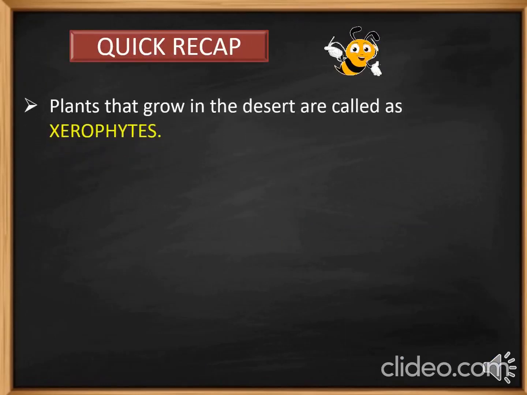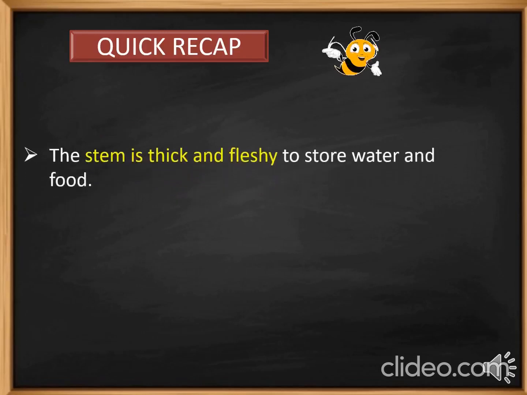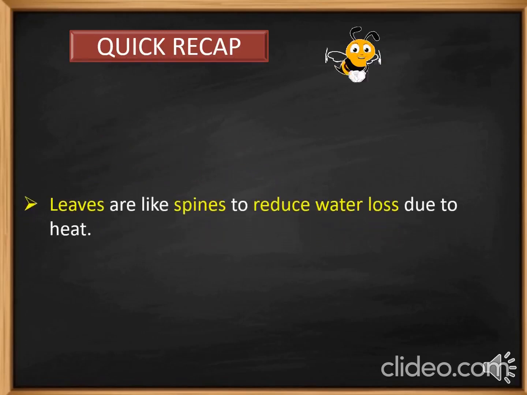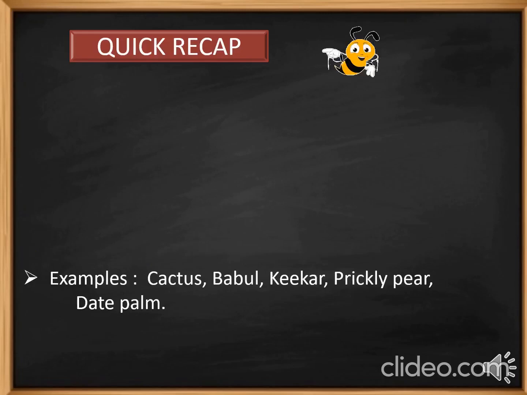Plants that grow in the desert are called xerophytes. The stem is thick and fleshy to store water and food. Leaves are like spines to reduce water loss due to heat. Roots are spread out wide to absorb water. Examples are cactus, babool, kikar, prickly pear and date palm.